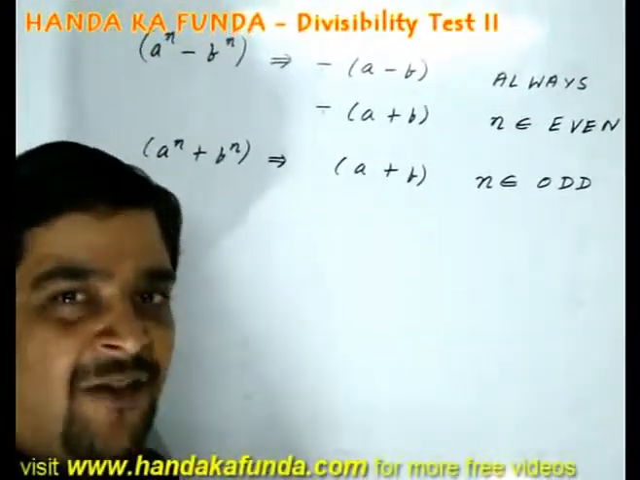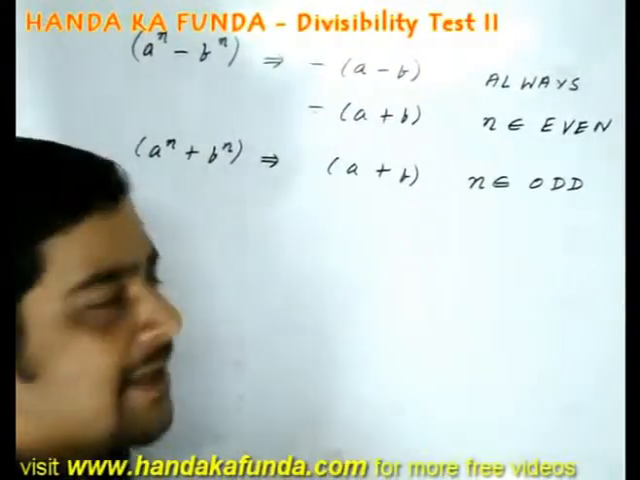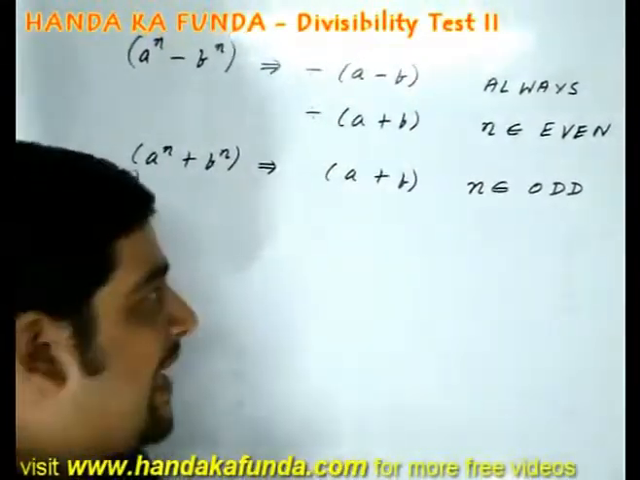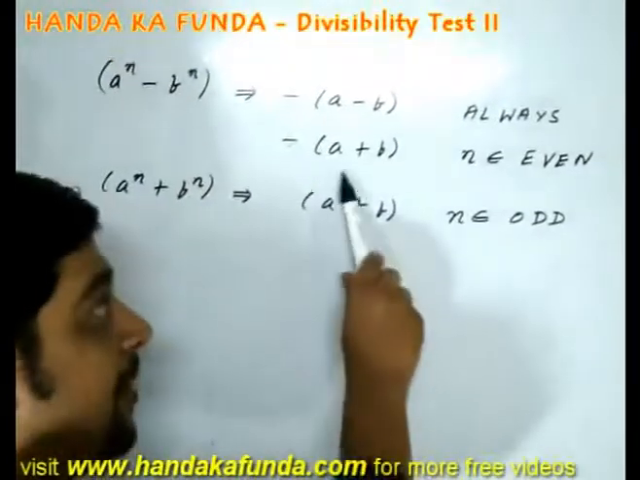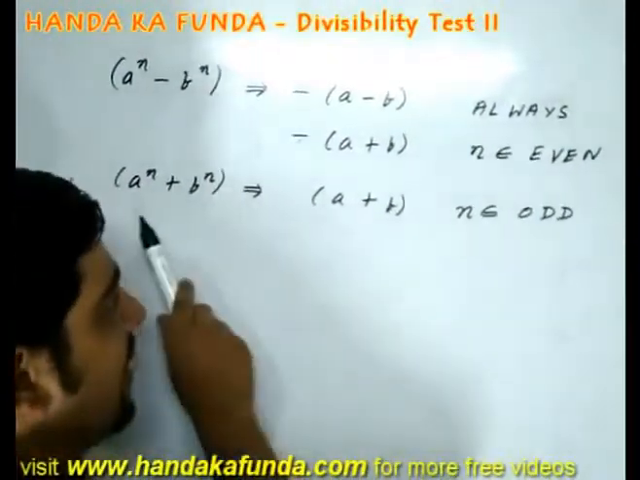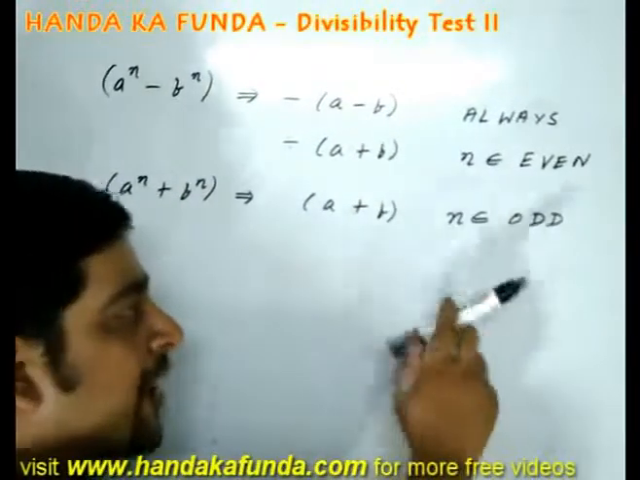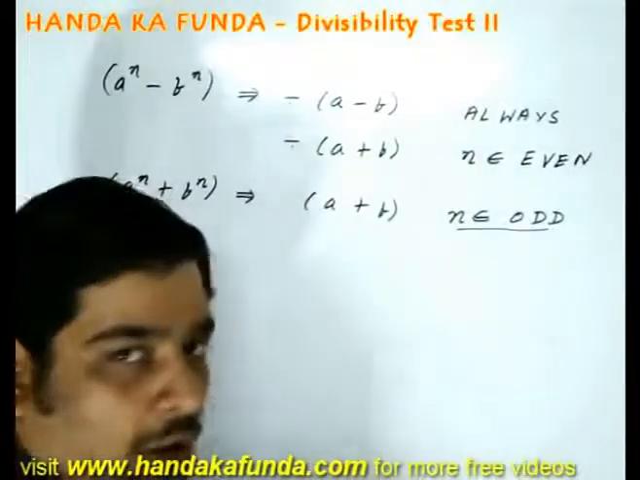Let's look at divisibility of polynomials for a while. a to the power n minus b to the power n will always be divisible by a minus b. It will be divisible by a plus b when n is even. Very similarly, a to the power n plus b to the power n is divisible by a plus b if and only if n is odd.